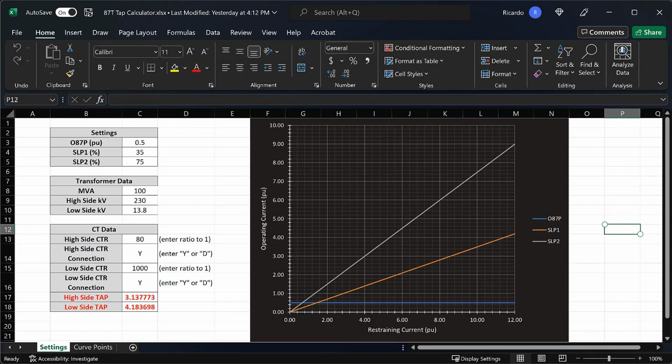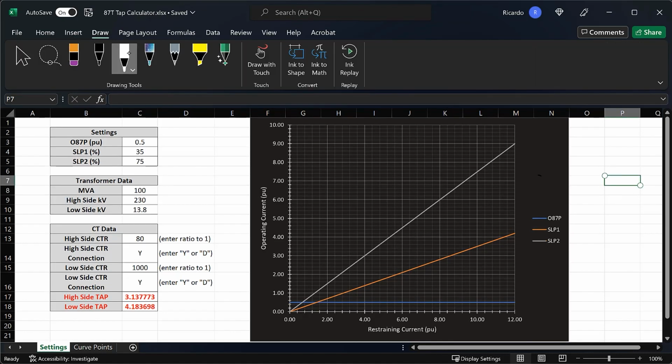Now in here, essentially, we have a plot of the operating current and restraining current. And so basically any point plotted over here would be a tripping decision by the relay, or a no trip decision over here by the relay. And the trip characteristic looks like this. So it's the intersection between these curves. This line over here would represent when the relay is using slope number 1. And this one over here would be when the relay is using slope number 2.